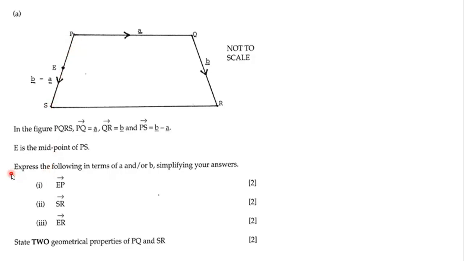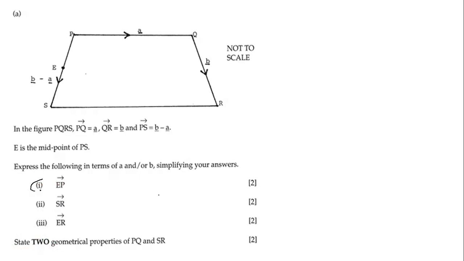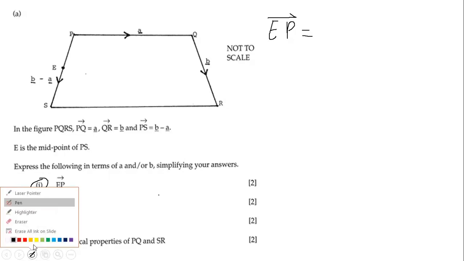The instructions are the following. Express the following in terms of A and or B, simplifying your answers. So we have to express these things in terms of A and or B, and then simplify our answers. So let's go ahead and do just that. Let's begin with part one, which is EP, the vector EP. So what is the vector EP?